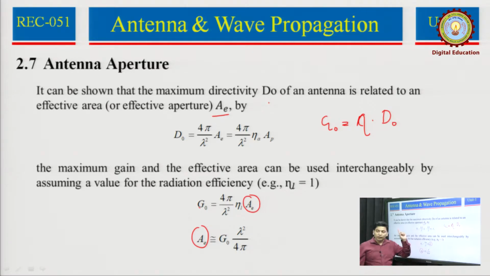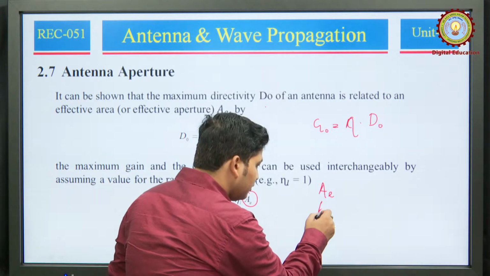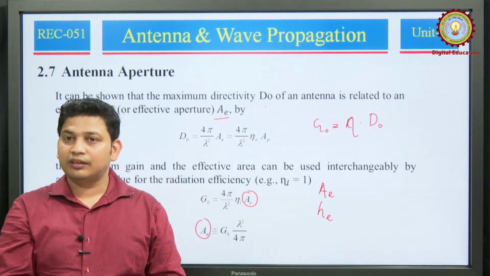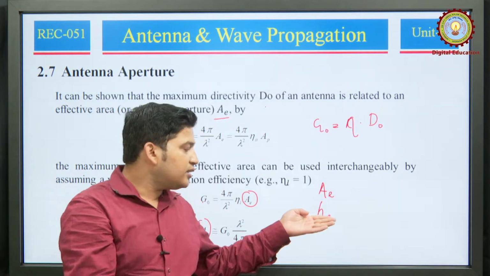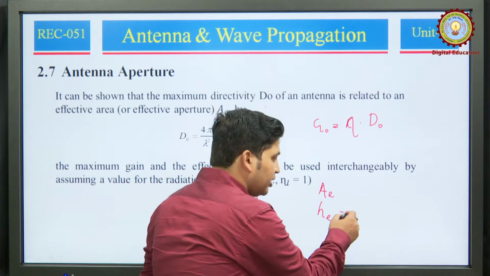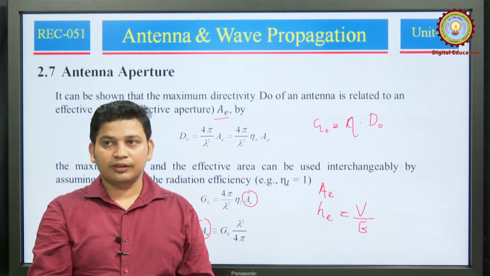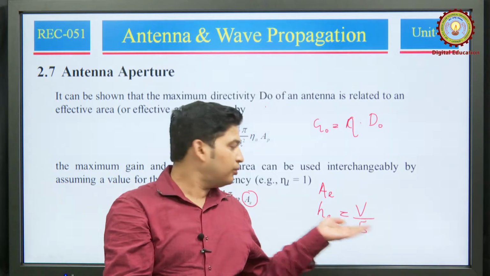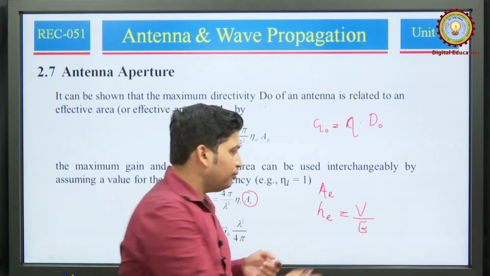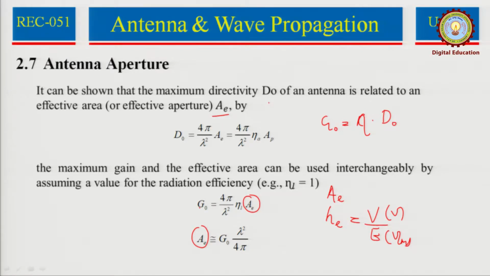Okay. There is one more term, effective height. This is effective aperture and this is effective height H_e, and according to the definition it is nothing but the induced voltage to the available electric field. It is the ratio of induced voltage to the available electric field, okay. Volt per meter. So, the unit is meter, volt over volt per meter. So, volt to volt cancel out and what is available is meter. So, this way we can define effective height.